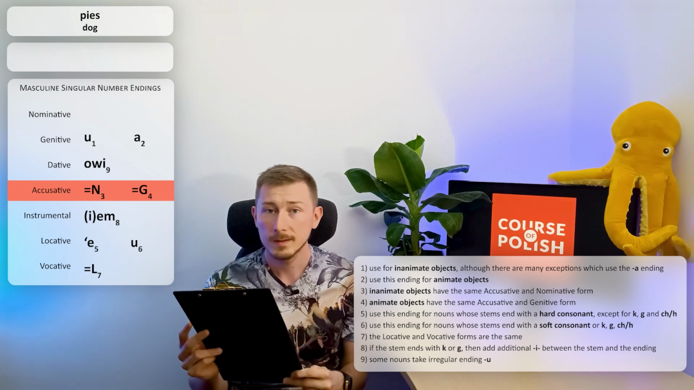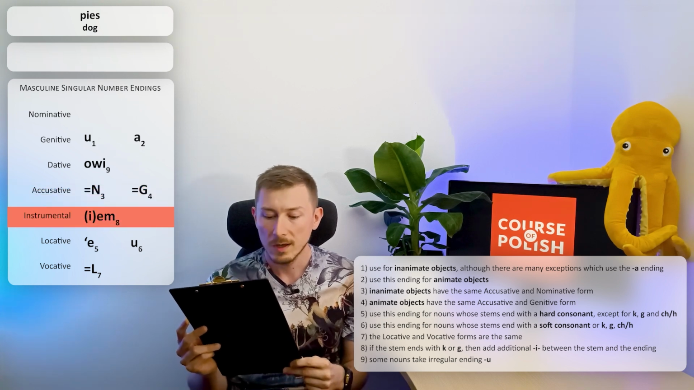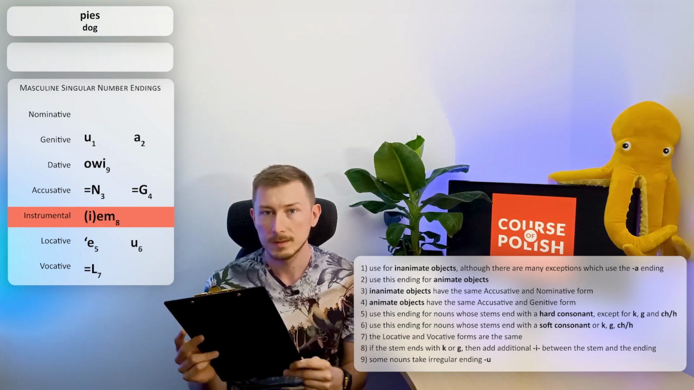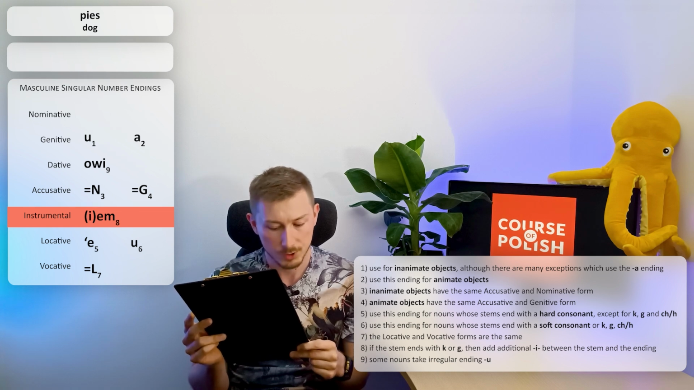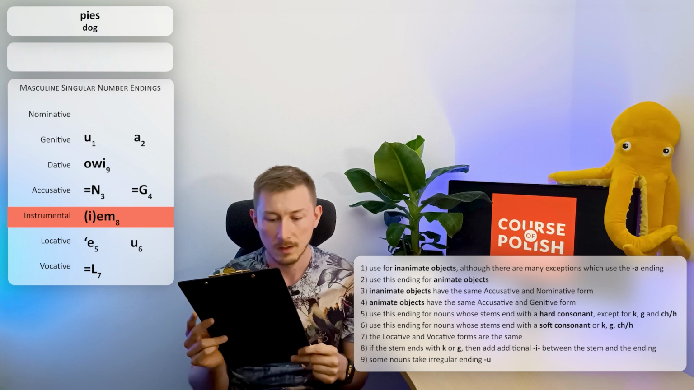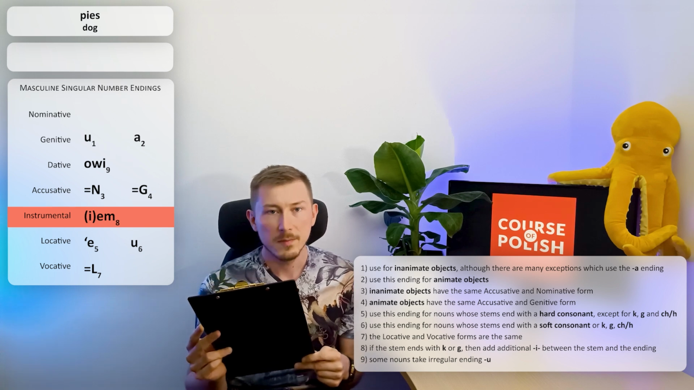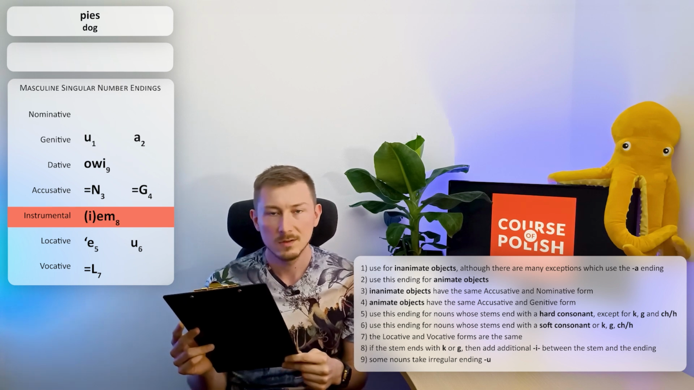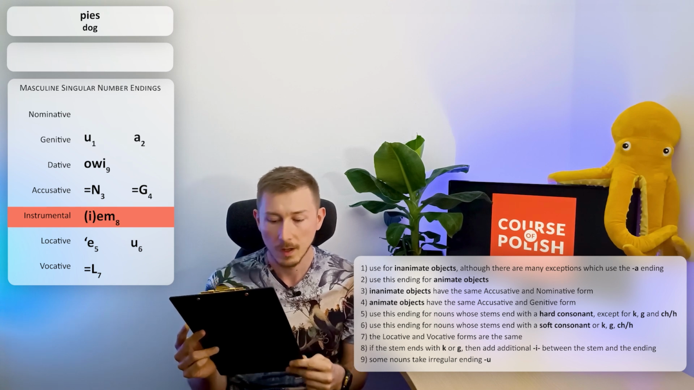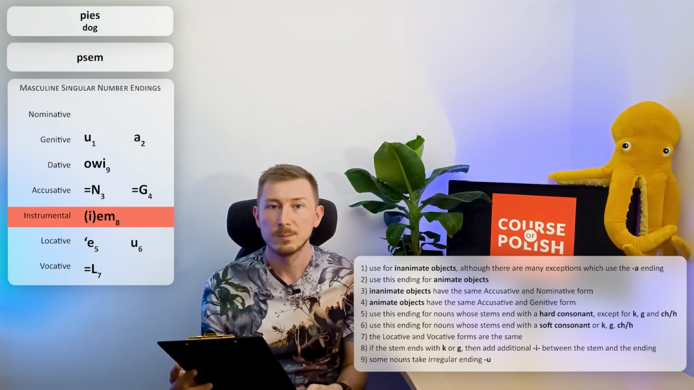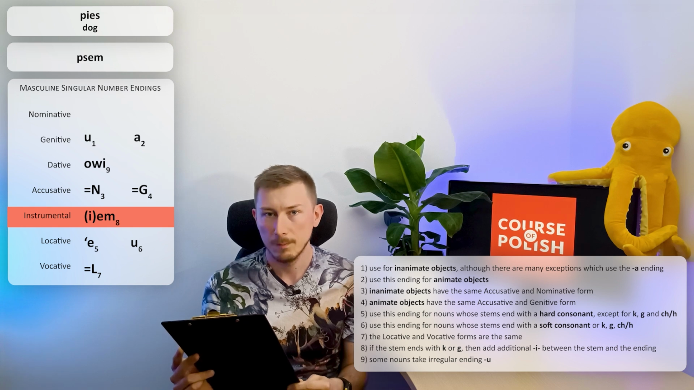Psa. Next case, instrumental. Here we have just one option, ending M with optional E. Let's read rule number 8. If the stem ends with K or G, then add additional E between the stem and the ending. So our stem ends with S, it's not K, it's not G, so we don't have to add this additional E. So the final form will be psem.